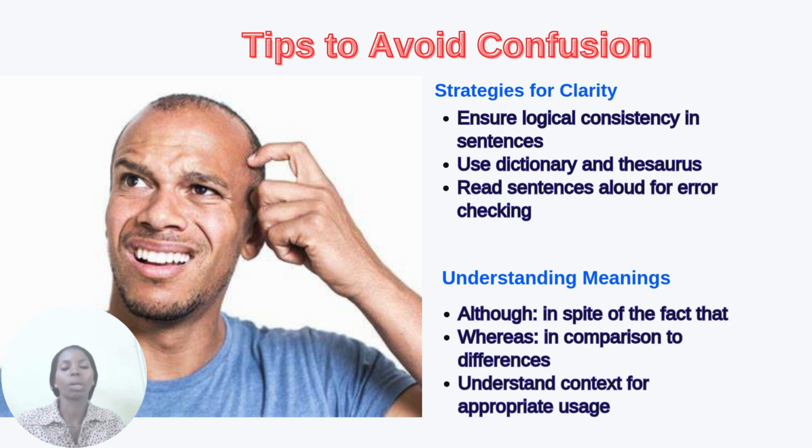Then let's see how we can understand both of them. Although goes with in spite of the fact that, while whereas is used in comparison to differences. Now understand context for appropriate usage. Understanding context means you need to understand what the sentence is about before you use although or whereas.